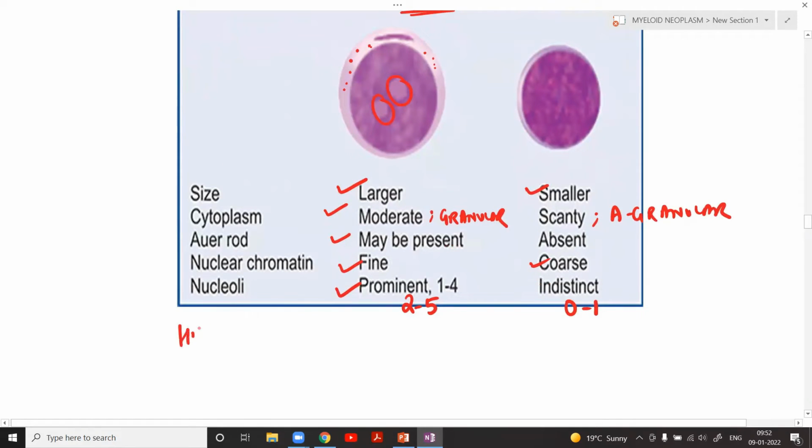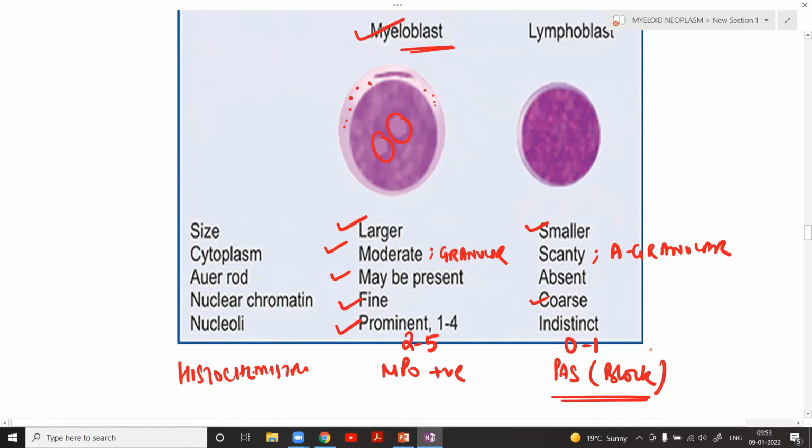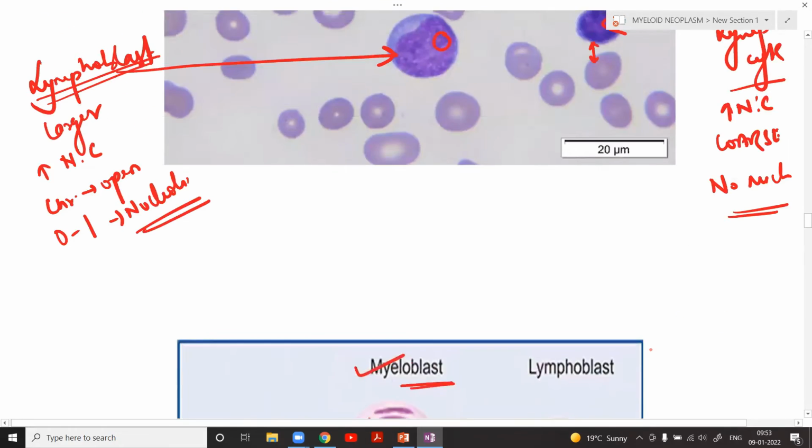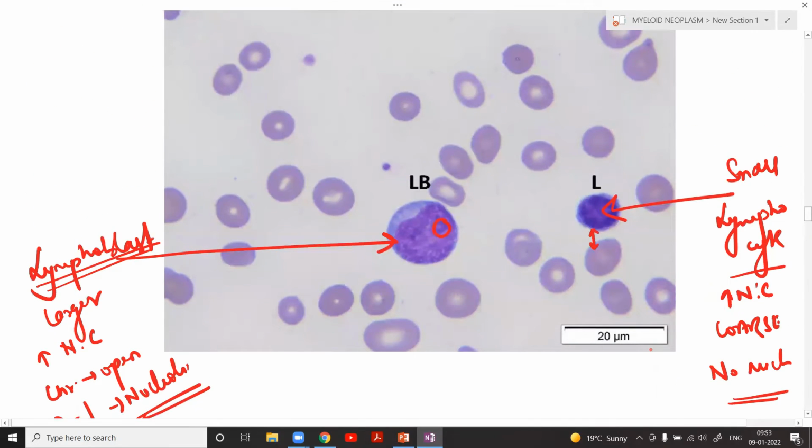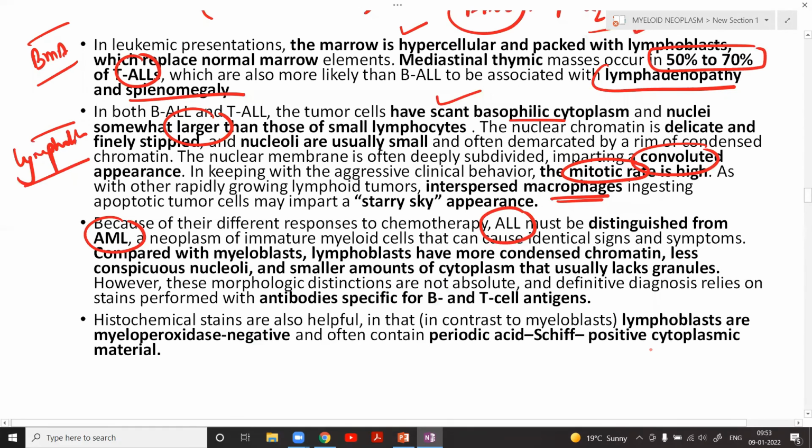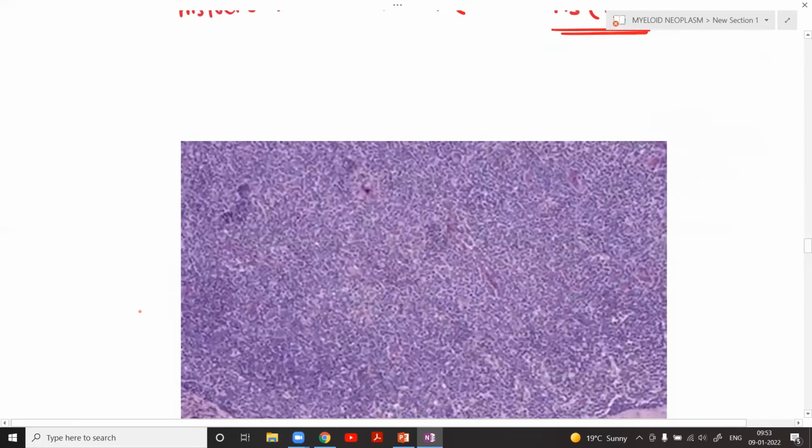One other point of difference is histochemistry. Myeloblasts are myeloperoxidase positive, whereas lymphoblasts are positive for PAS, with block-like positivity. I'm going to show you all these features. So we have to differentiate the lymphoblast from a myeloblast, and we also have to differentiate it from small lymphocytes. I have discussed the points of difference for these, and also the histochemical staining to differentiate lymphoblast from myeloblast. Now let us move ahead.